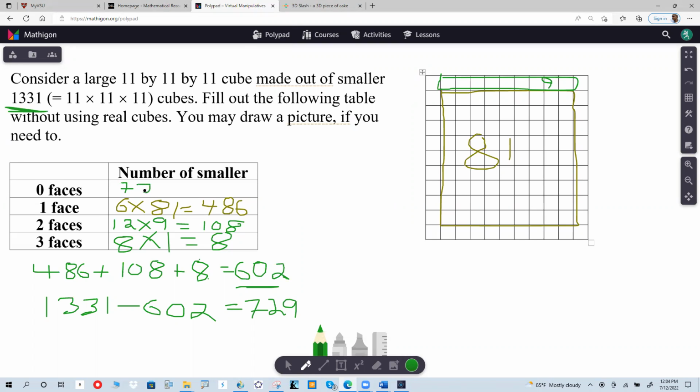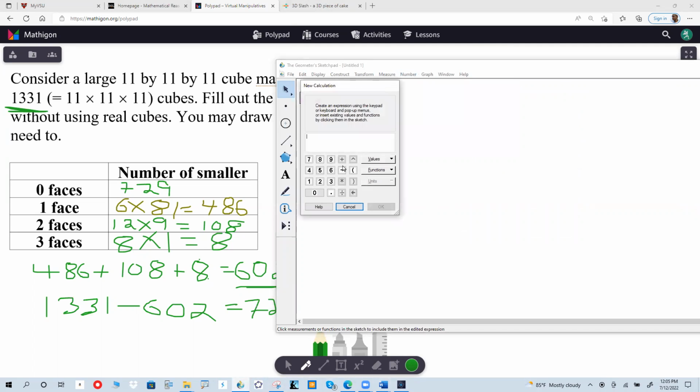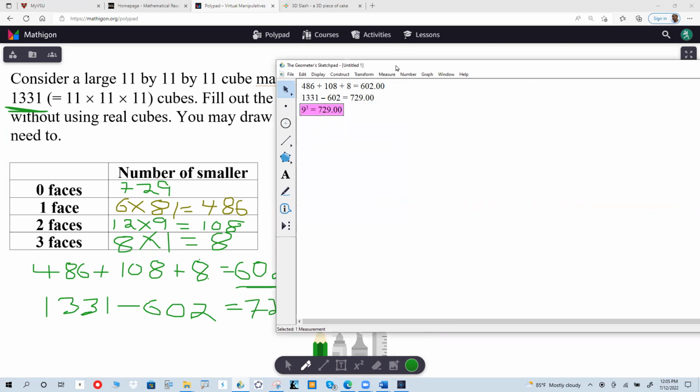How do I know I'm right? Well, remember when you peel an 11 by 11 by 11 cube, its dimensions shrink by 2. So if it's 11, it's going to be 9. Basically a 9 by 9 by 9 cube is in the middle that you can't see, and the one that you can't see has 0 faces showing. And what's 9 by 9 by 9? Hopefully it's 729. So we know we got our answer right.